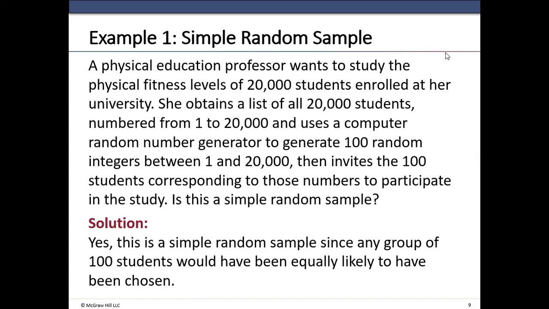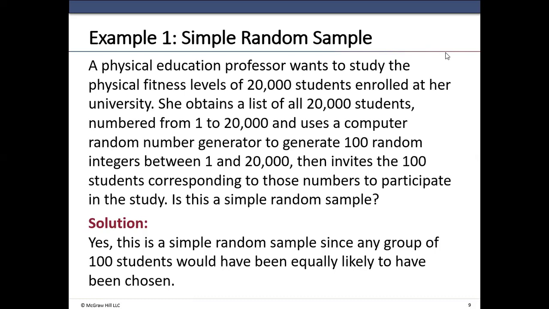Yes, this is a simple random sample, since any group of 100 students would have been equally likely to have been chosen. Every time you ask the computer to generate a list of 100 numbers between 1 and 20,000, it will be a fresh list. So any group of 100 students generated by the list from the computer has an equal chance of getting selected. Therefore, this is a simple random sample consisting of any group of 100 students who have an equally likely chance to get selected.